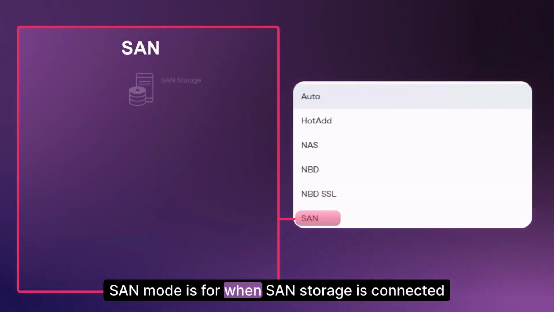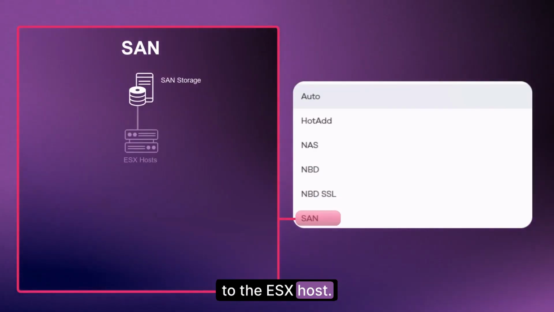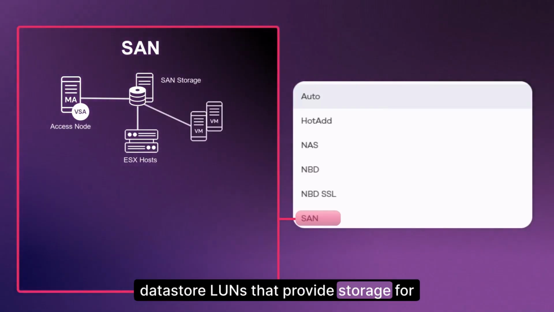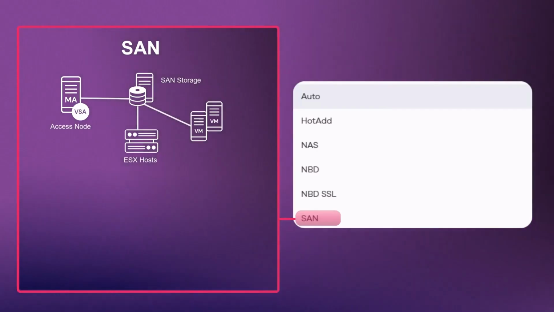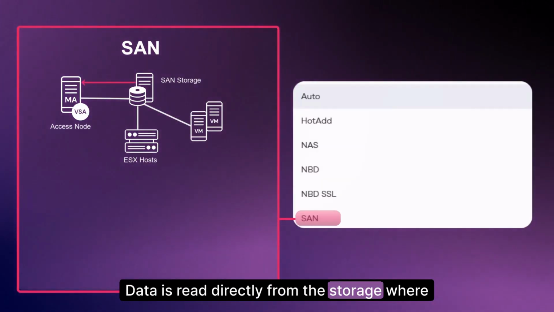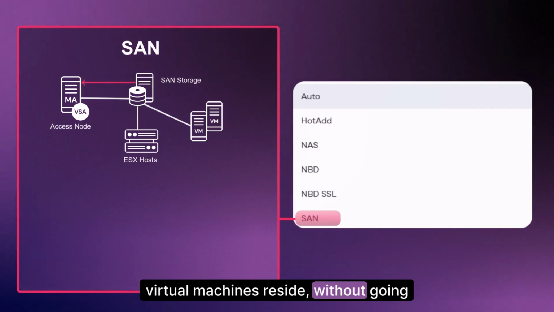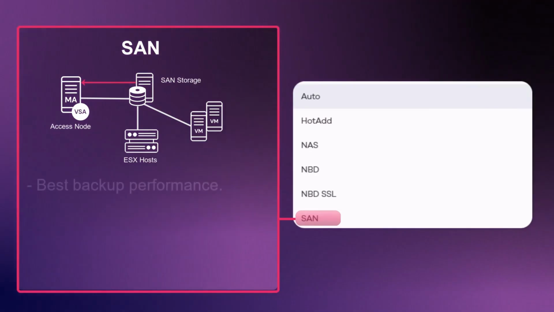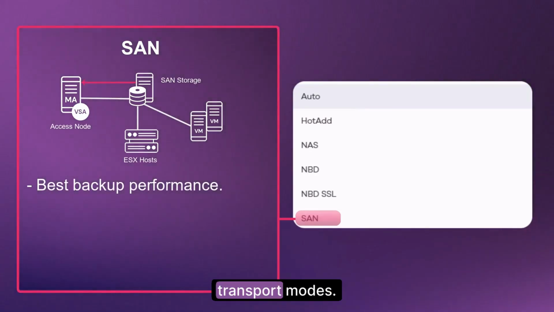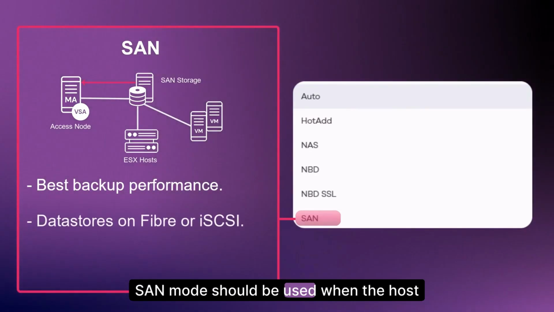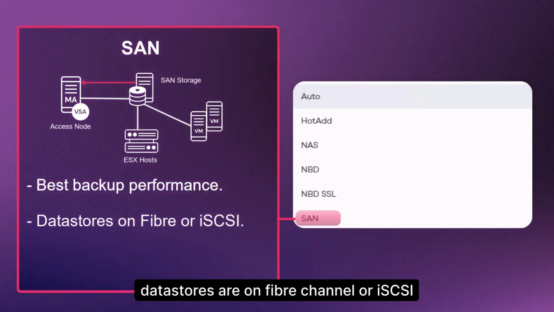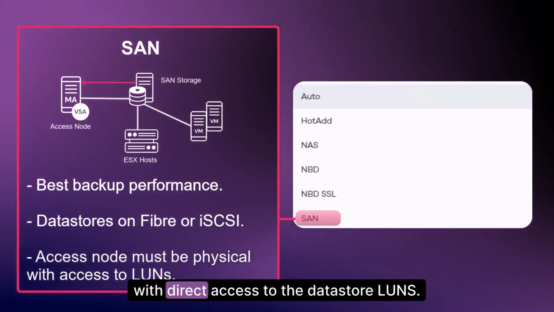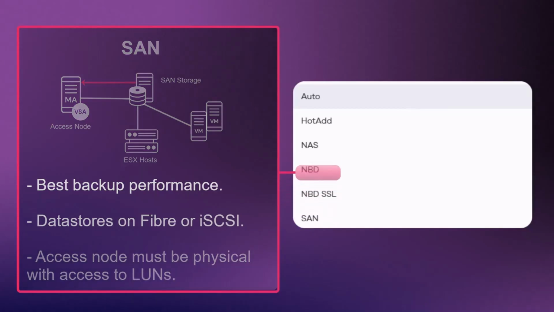SAN mode is for when SAN storage is connected to the ESX host. The access node must have access to the data store LUNs that provide storage for virtual machine disks. Data is read directly from the storage where virtual machines reside, without going through the ESX host or transferring data over the network. SAN mode offers the best performance of all transport modes. SAN mode should be used when the host data stores are on Fibre Channel or iSCSI storage, and when the access node is a physical server with direct access to the data store LUNs.